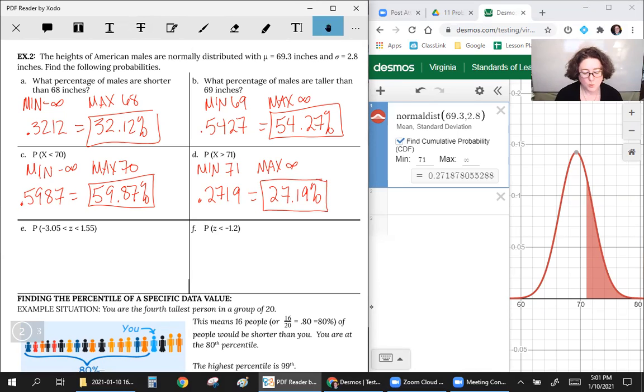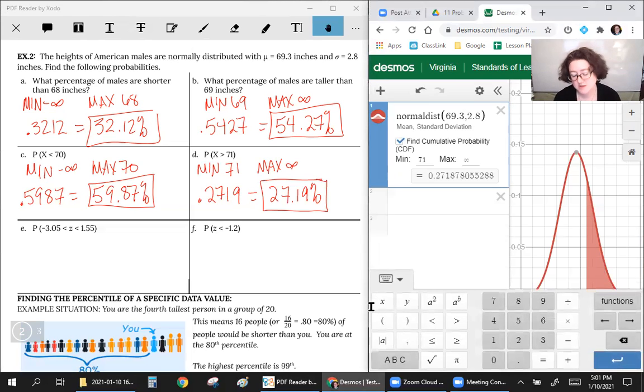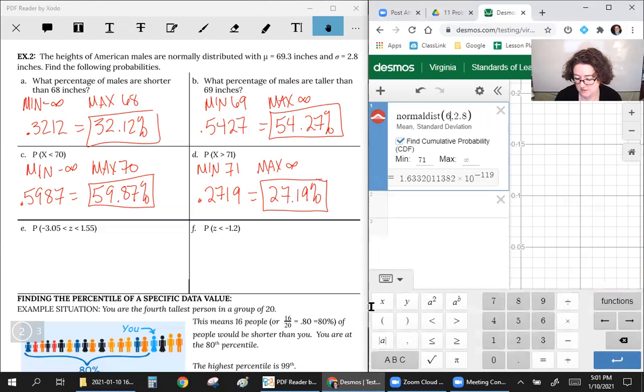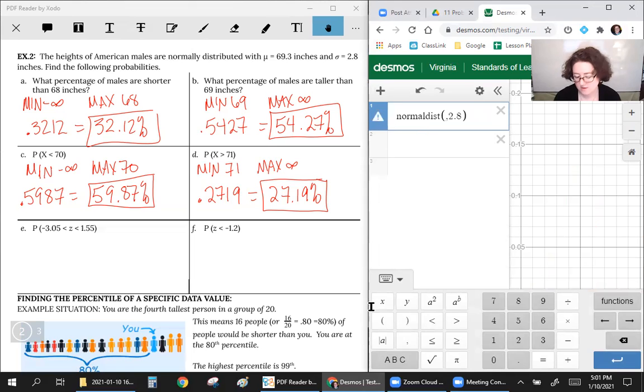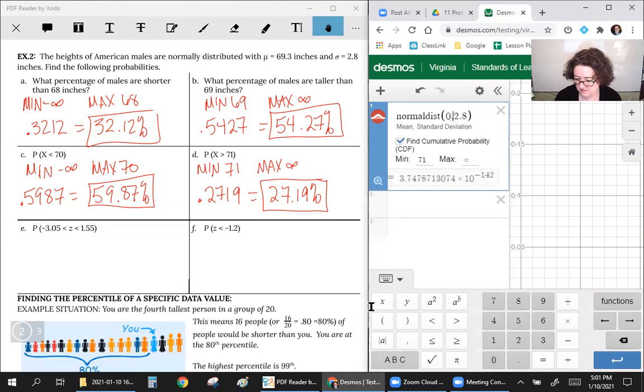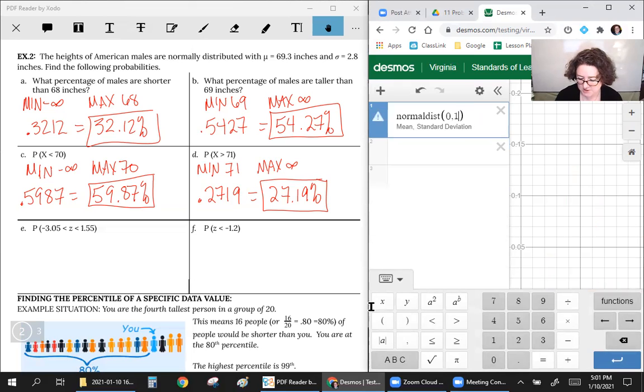So with our notation, parts C and D had the X in there, so they were talking about the actual scores of our values, whereas in part E, they changed it over to Z. So that means we're just changing right back over to the standard normal distribution. So I need to change my values inside the parentheses to a mean of 0, standard deviation of 1, and now everything is just going to reference Z-scores.